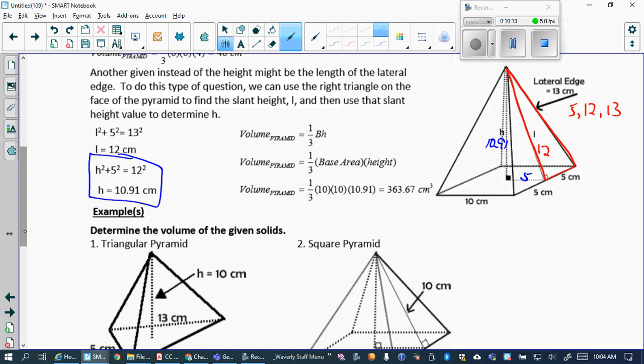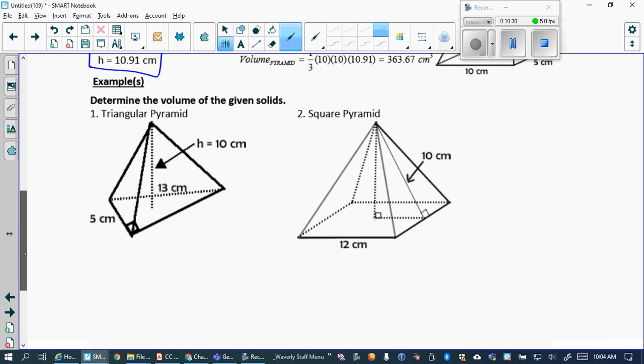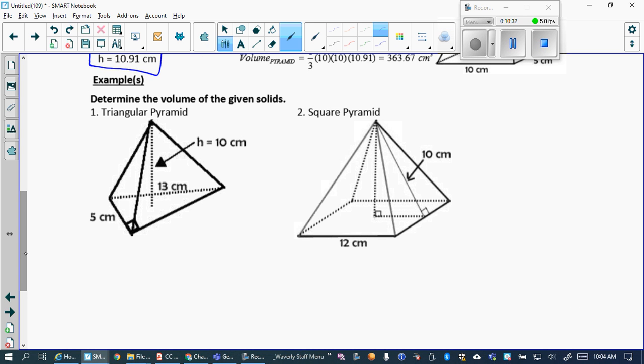If they give you the length of an edge, you've got to work through 2 right triangles to get to the height you need. Here's some examples. First one, pretty straightforward. Oh, they didn't work it out. I guess you're going to do that. So right now, take a look at these 2. One-third base times height, so you need to know what the base is. And you might have to find its own little base and height to get its area. Take a minute and do those.